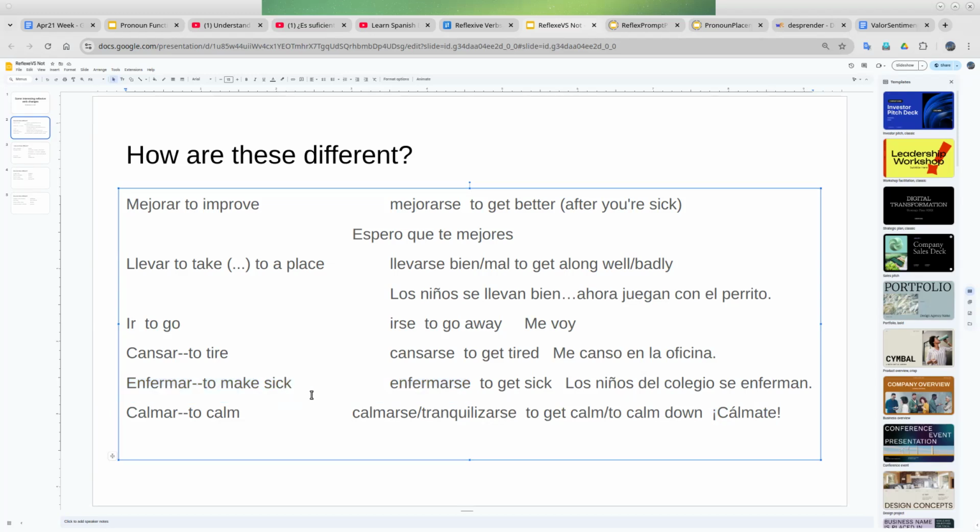Just like with sentarse versus sentar, very seldom do we talk about somebody seating you in a theater. Not often. I mean, we do, but not a lot. But sentarse we use all the time. Enfermarse they use all the time. Yeah. This will be much more common to get sick.